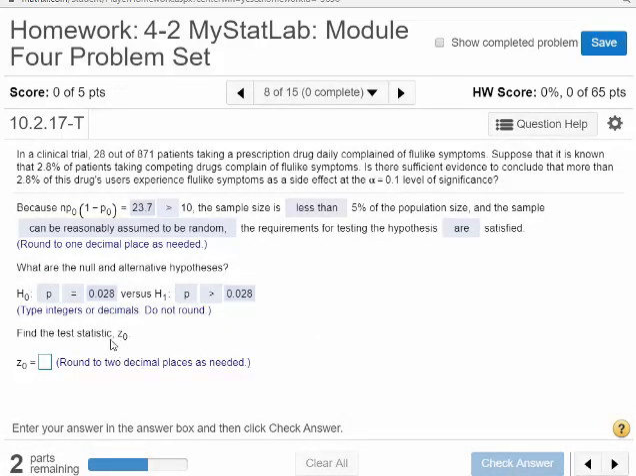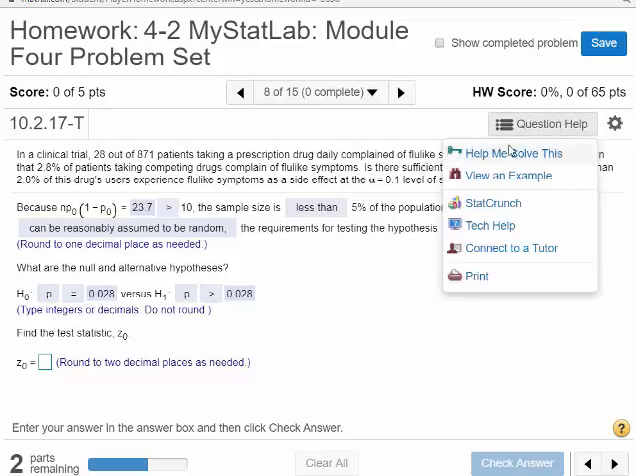Next, it says find the test statistic, z sub 0, and round to 2 decimal places. To do this, you're going to load up your StatCrunch here. You don't want to do any of this stuff by hand.